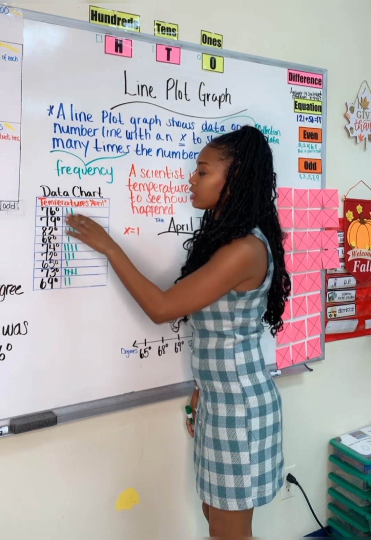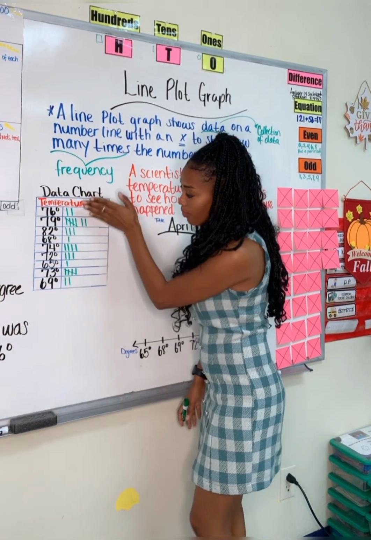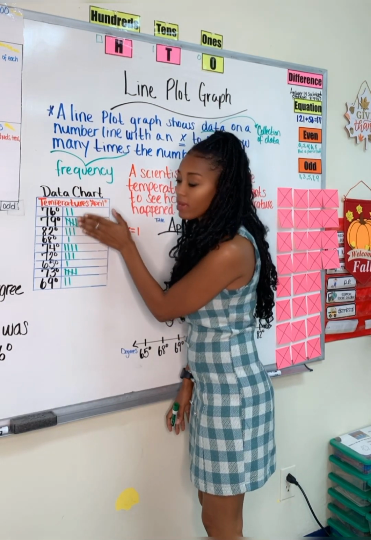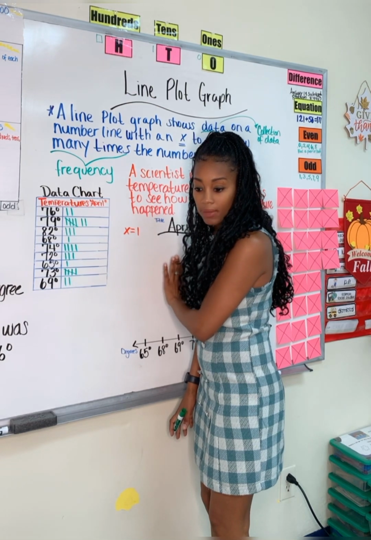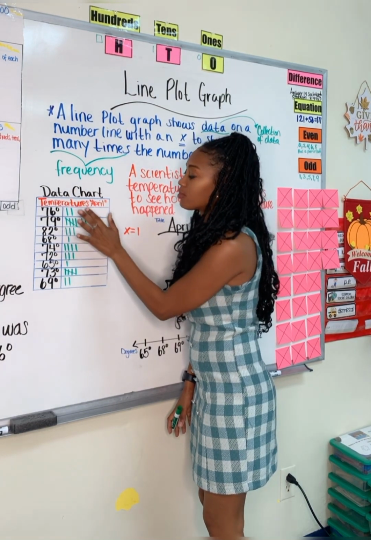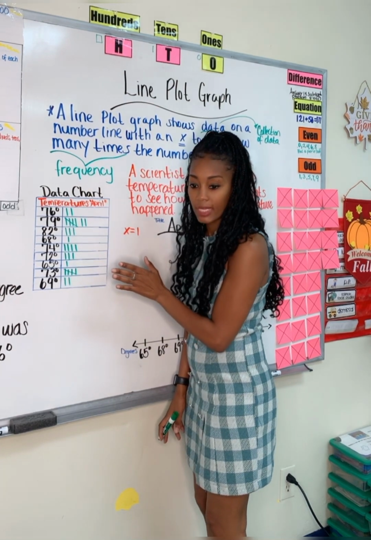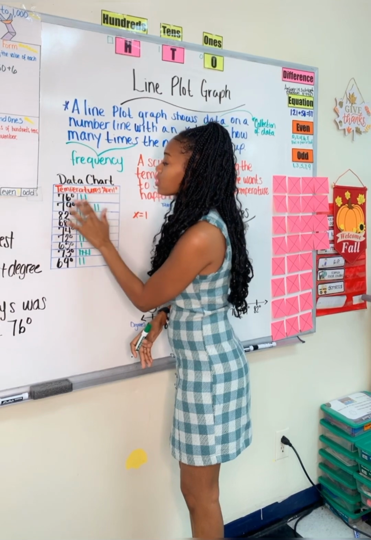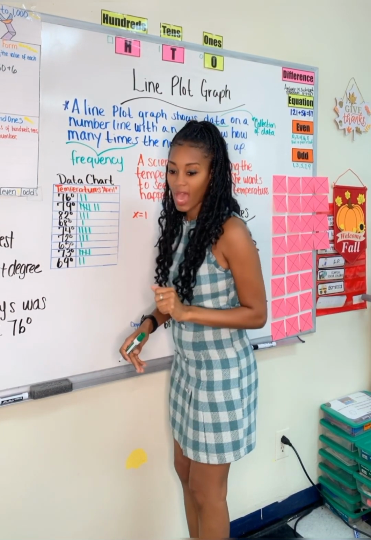Our data chart is showing us the temperatures in April. Looking here on the right-hand side, we can see tally marks. Now what we want to do first to make it easier for us to plot the information on the graph is to first figure out how much each tally mark is going to equal. Okay? Looking at our data chart for April temperatures, for 76 degrees, how many times did we have that in April?